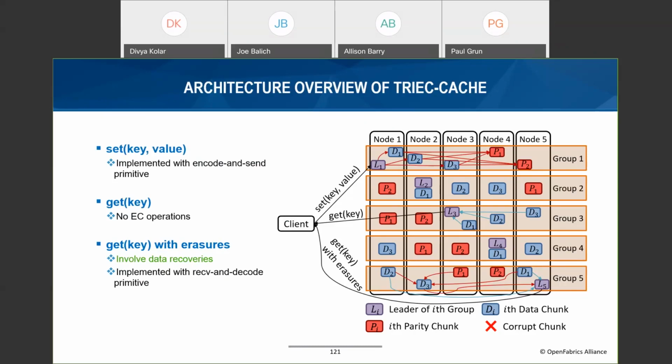So this is how it works with the Memcached architecture. And then for get operation, of course, we also implemented the receive and the decode primitive, which is missing in the existing OFED.